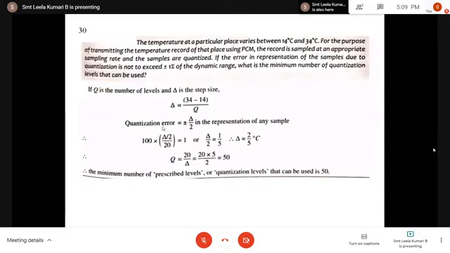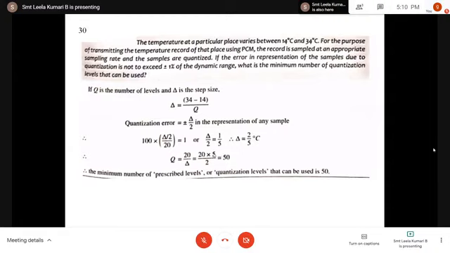Therefore, 100 into delta by 2 by 20 is equal to 1. Here we are moving this 0.01 across so that it becomes 100, and 20 in the denominator. So from this, delta by 2 is equal to 20 by 100, which is equal to 1 by 5, and delta is equal to 2 by 5. That means the step size is equal to 2 by 5.